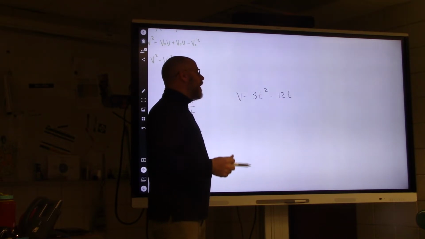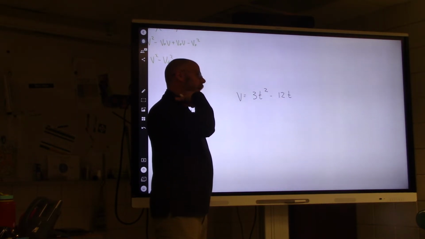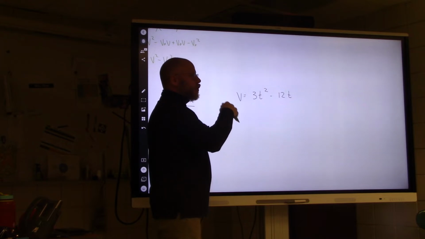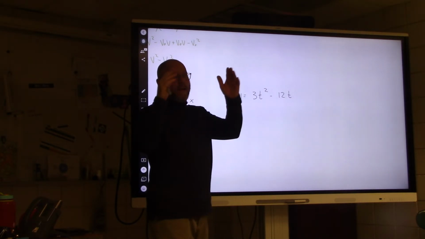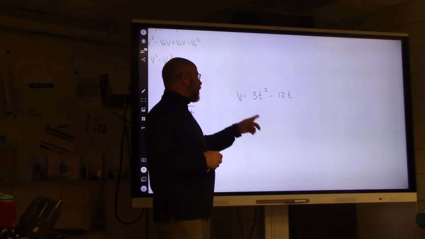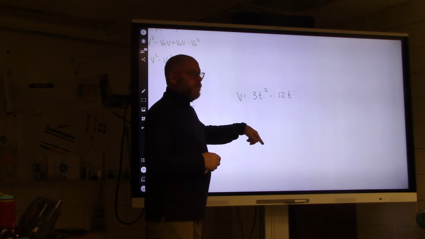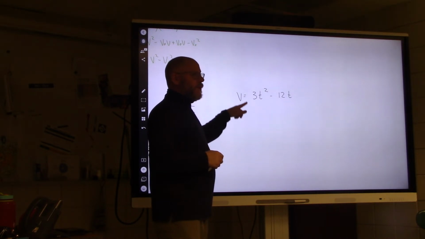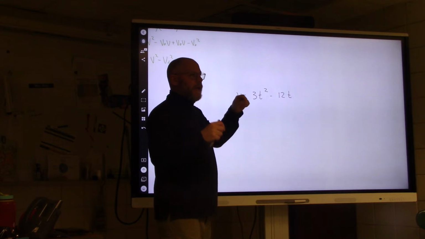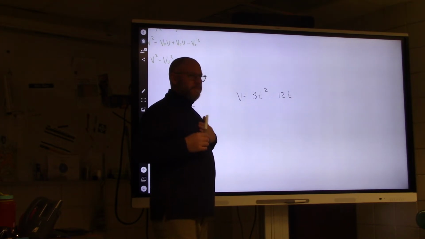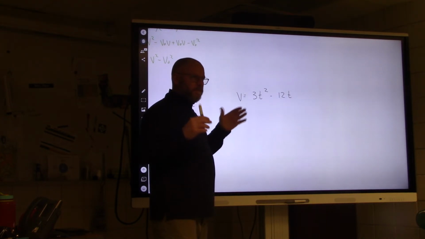That'll be one question. And then the next question will be, how far did it go, or what was the change in position, or given the initial position, what's the final position? Every question should be like that. You'd have to do the derivative to get the acceleration, and the antiderivative to get the change in position. Cool? All right.